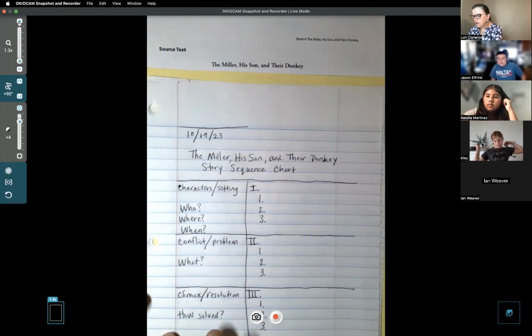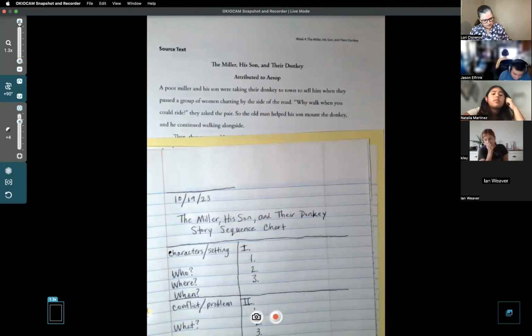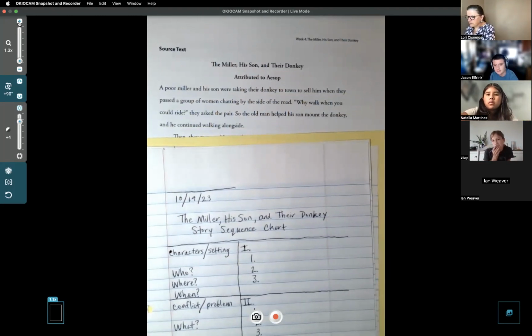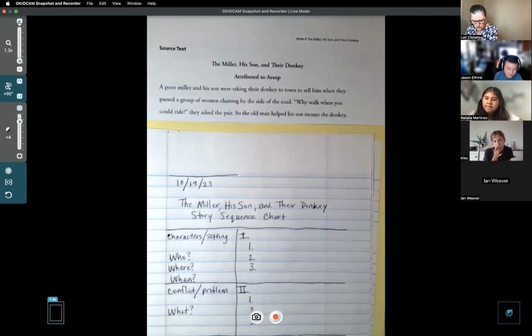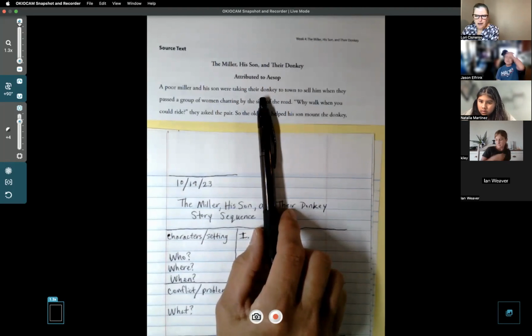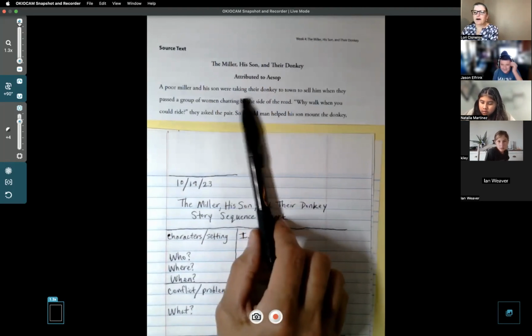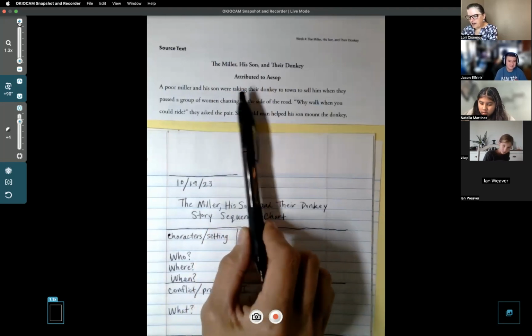So Jason, I'm going to start with you. Who are the characters in the beginning of this story? The miller and his son. Yes. And who else? There's one more character. Oh, sorry. The group of women chatting by the side of the road. Yeah, but the donkey is what I was thinking. Even though he doesn't say much, it's okay. He's part of the story too. Sorry. You've got the miller and you got the son and you got the donkey.